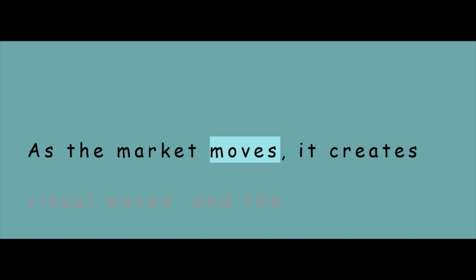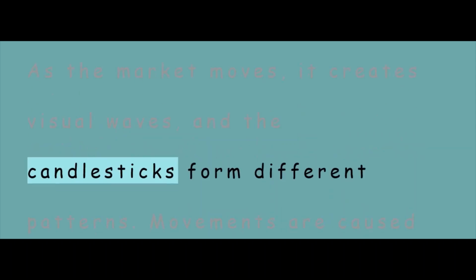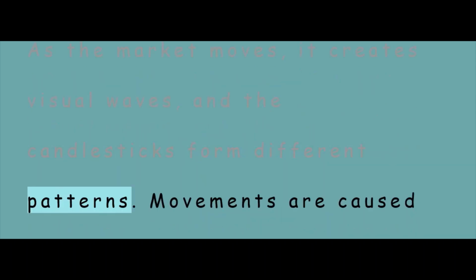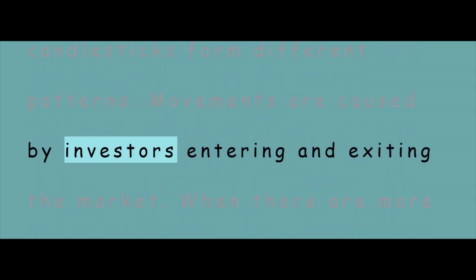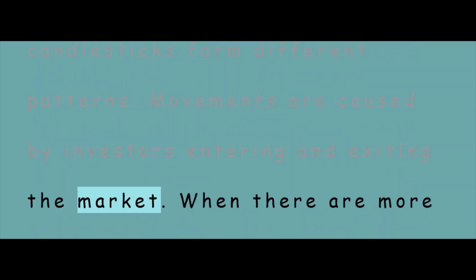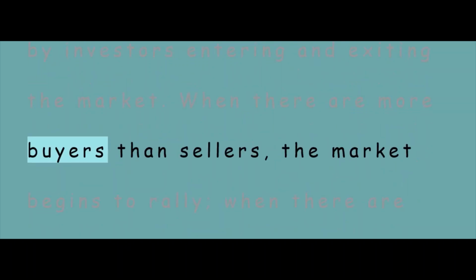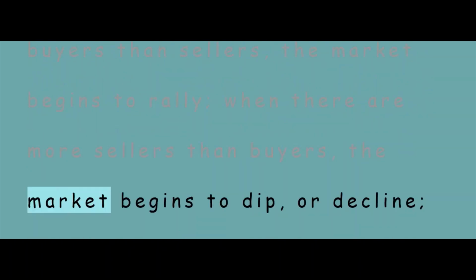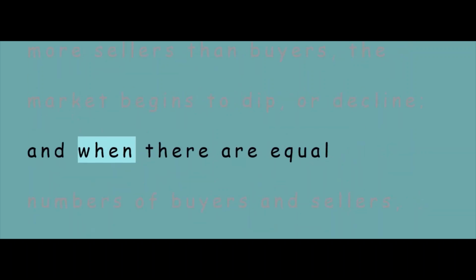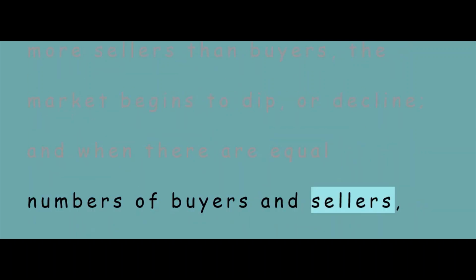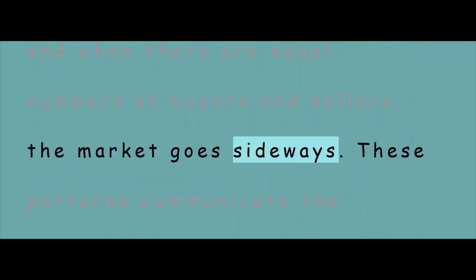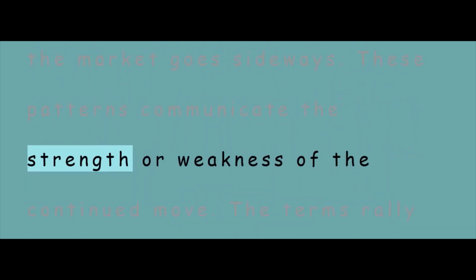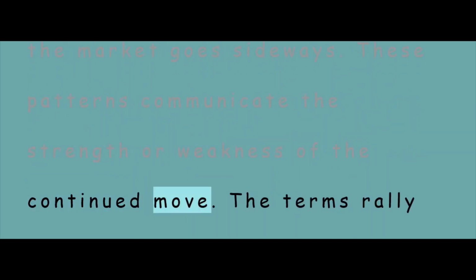As the market moves, it creates visual waves, and the candlesticks form different patterns. Movements are caused by investors entering and exiting the market. When there are more buyers than sellers, the market begins to rally. When there are more sellers than buyers, the market begins to dip or decline, and when there are equal numbers of buyers and sellers, the market goes sideways. These patterns communicate the strength or weakness of the continued move.